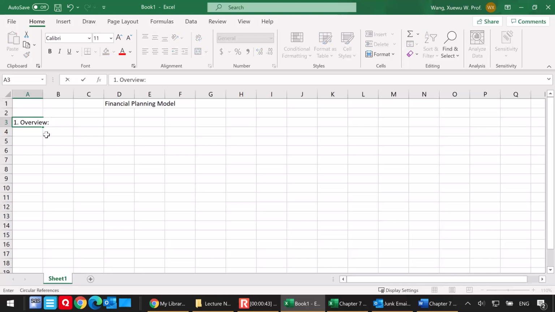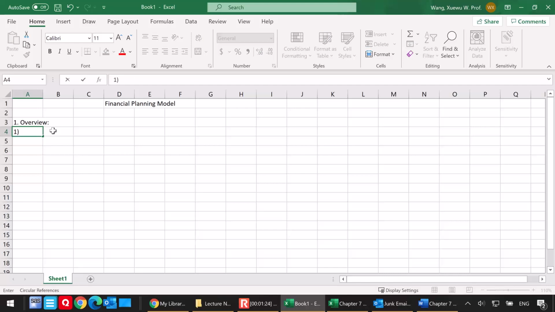So this is actually a very challenging thing to do in Excel. The financial planning model is also known as the pro forma model, because we're actually going to forecast the firm's financial statements in the future. Actually, I should say there are many steps for us to follow in order to implement, build and solve a financial planning model.